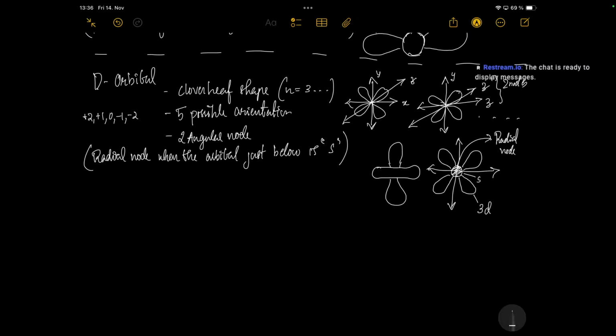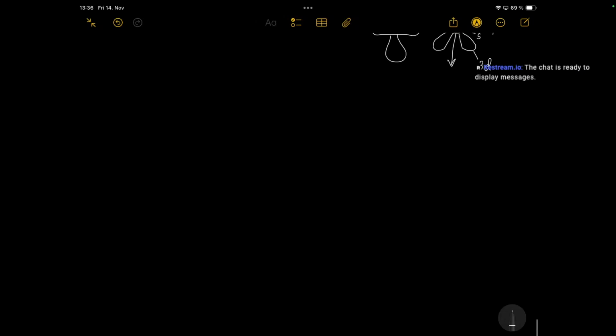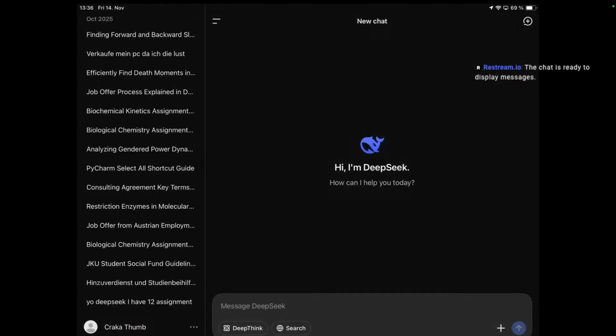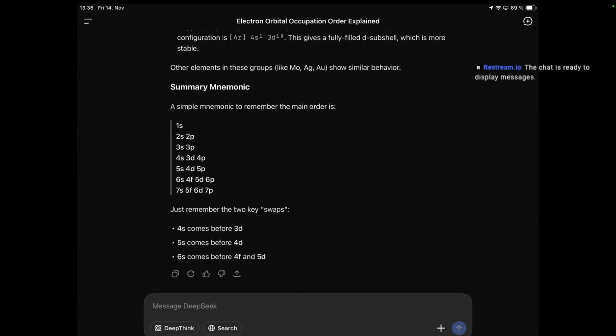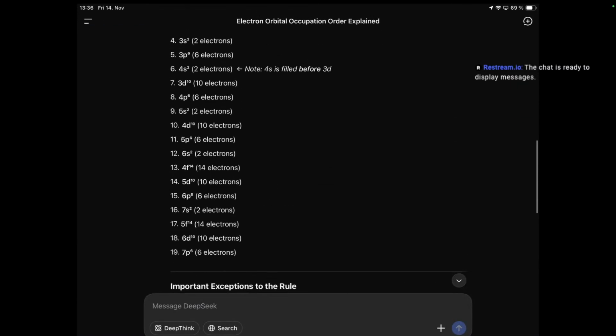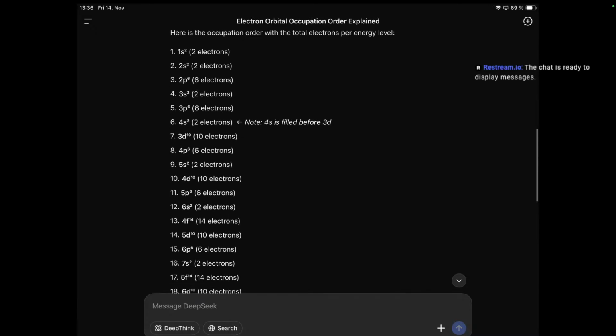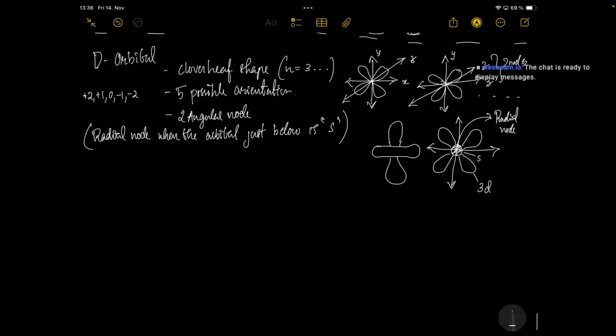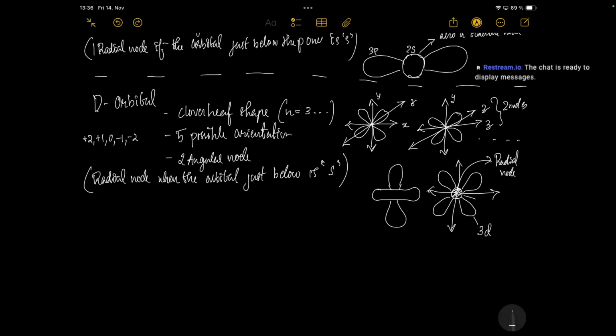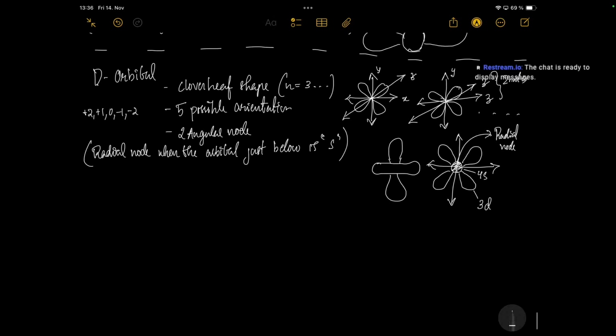I could cross verify, right? 3d, 4s. So that would be 4s. Those are some nodes.